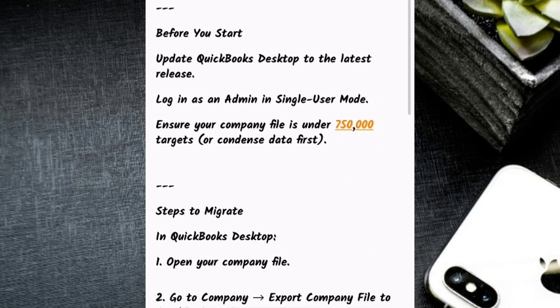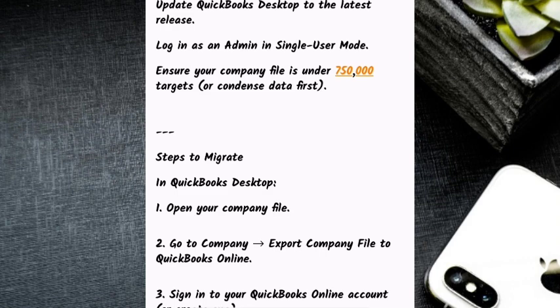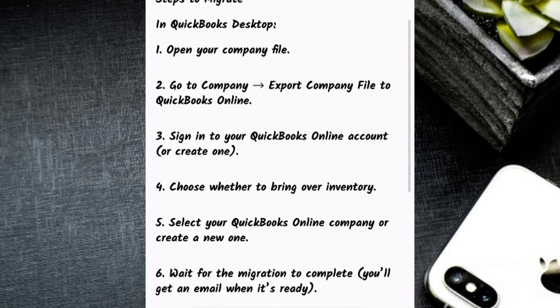Now, steps to migrate. In QuickBooks Desktop, you want to open your company file and then go to Company, Export Company File to QuickBooks Online. Now you're going to sign into your QuickBooks Online account, and if you don't have one, you can just create one and choose whether to bring over inventory. Select your QuickBooks Online company, or you can just create a new one if you don't have one already.